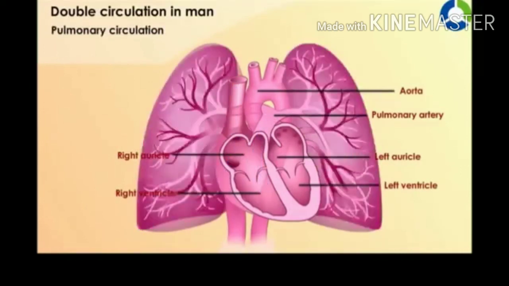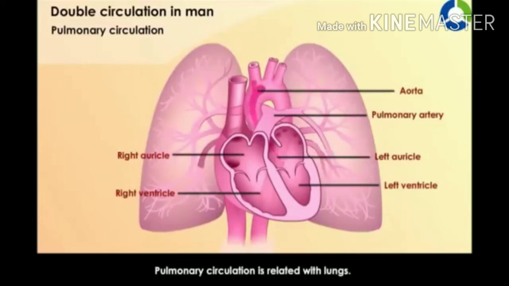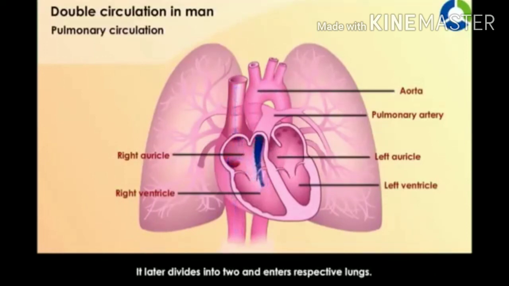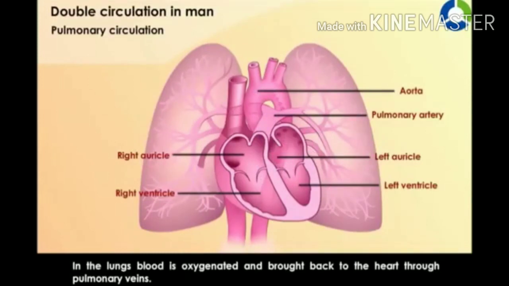Pulmonary circulation is related with the lungs. It starts from the entry of blood into the pulmonary artery from the right ventricle. It later divides into 2 and enters the respective lungs. In the lungs, blood is oxygenated and brought back to the heart through the pulmonary veins.